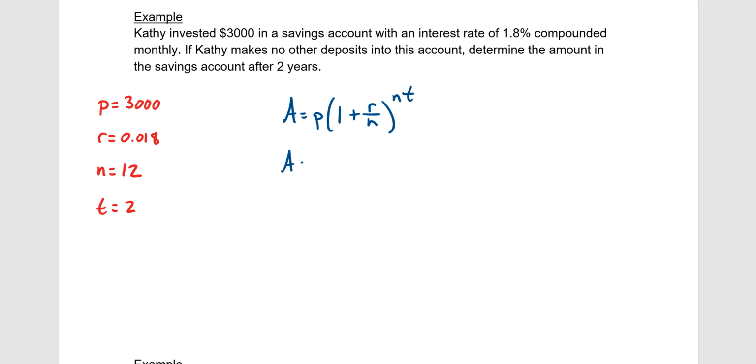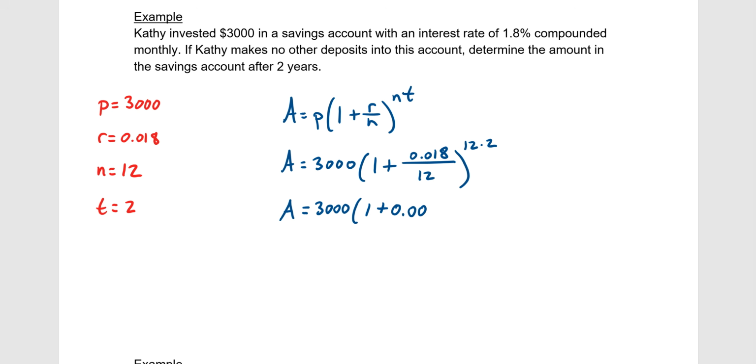Now all we have to do is go ahead and plug it on in. So the total amount is going to be 3,000 times 1 plus 0.018 over 12, raised up to the 12 times 2. And plugging all of this in the calculator, I'll write this one out actually the way I'd be plugging it in. We'll say that's 3,000 times 1 plus, dividing those two numbers, 0.018 divided by 12, we get 0.0015. And I'm going to do the exponent at the same time. 12 times 2 is 24.